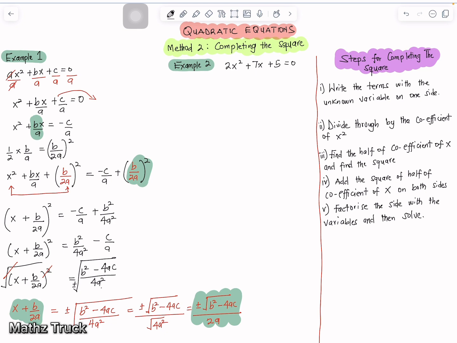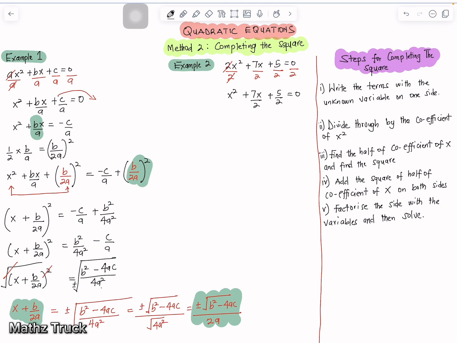Using the completing the square method, you have to remember, divide all sides by the coefficient of x squared. So we have 2 being the coefficient of x squared. So we divide everywhere by 2. This takes this 2 off. So we have this expression as x squared plus 7x over 2 plus 5 over 2 equals 0.